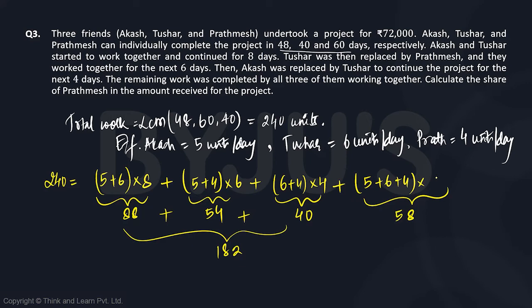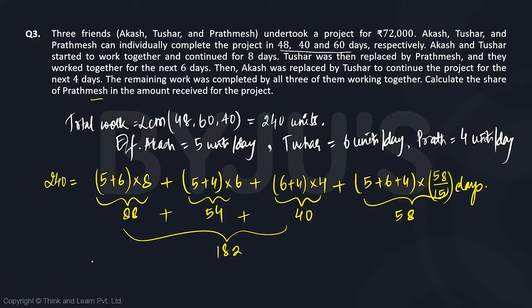Now, if they are going to work at the rate of 15 units per day, they are going to finish it in 58 by 15 days, right? That's when the 15 and 15 will cancel out and we will have 58 units of work. So now we need to find out the share of Prathamesh in the amount received for the project.